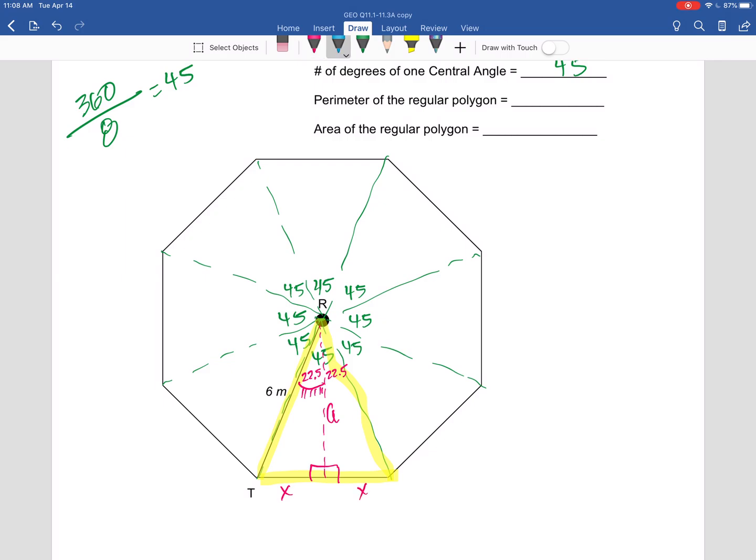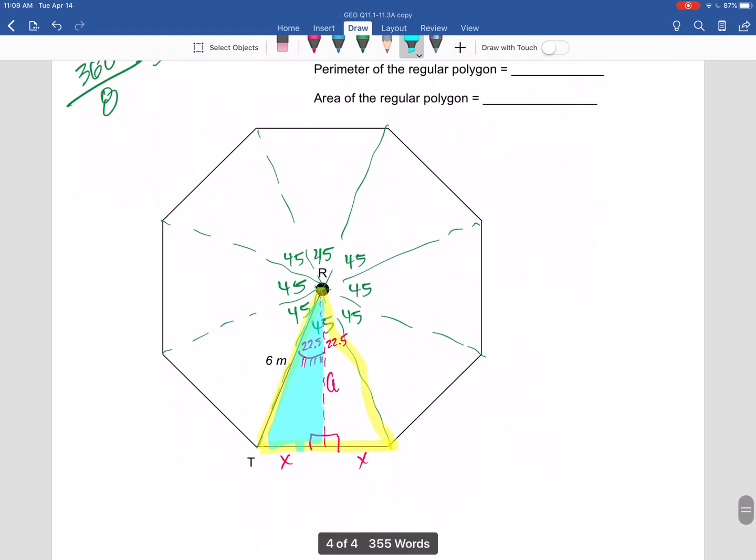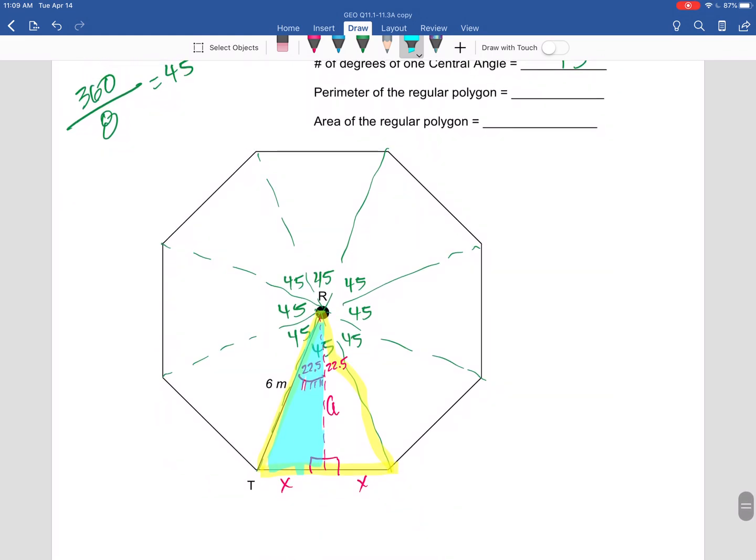For right now, I'm going to look at this triangle, the blue one. Your eye is on the 22.5. I need a couple things. I need the X and I need the A. Let's get the X first. I'm going to do opposite and hypotenuse. The 6 meters is the hypotenuse of the blue triangle. So opposite and hypotenuse. What trig function is that? Yeah, that's sine. Sine of 22.5 degrees equals opposite is X, hypotenuse is 6.